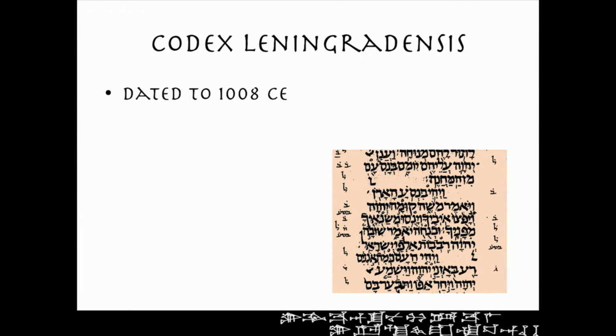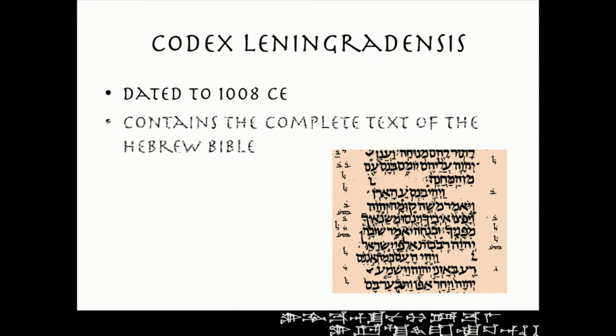Codex Leningradensis, dated to 1008 CE. This is a complete copy of the Hebrew Bible, the Old Testament, and it's the basis for Biblia Hebraica Stuttgartensia because of that. So if you look here at the text on the side, it looks remarkably consistent with what we've been looking at when we copy and paste portions of our BHS for examples. So this is Codex Leningradensis.